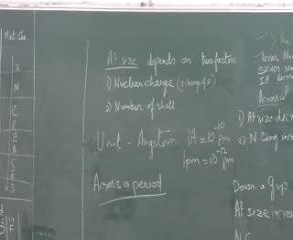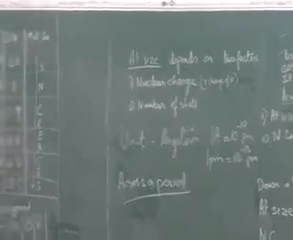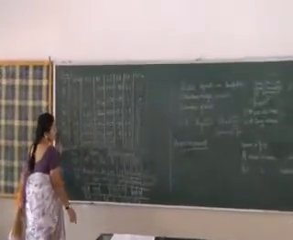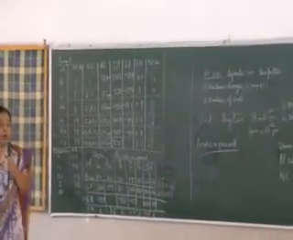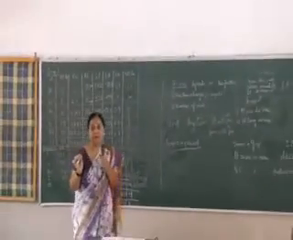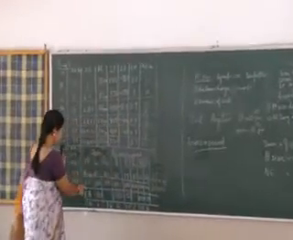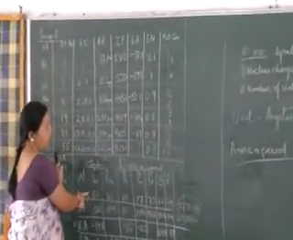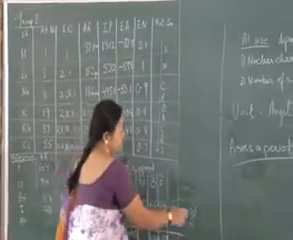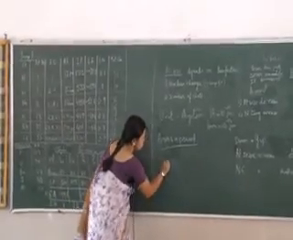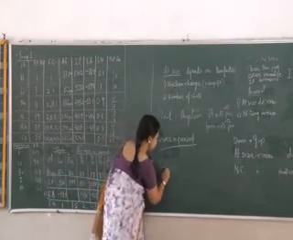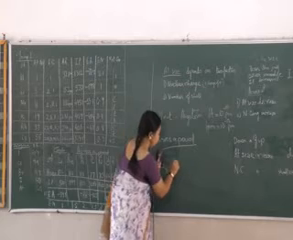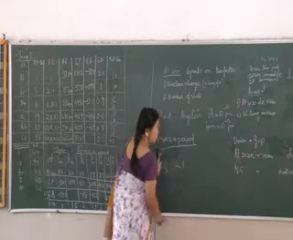All right, now when you're moving across a period, what happens? The number of shells remains the same. What happens to the atomic size? See, the number of shells, lithium. What is the atomic number of lithium? 3. So the electronic configuration of lithium is 2, 1.